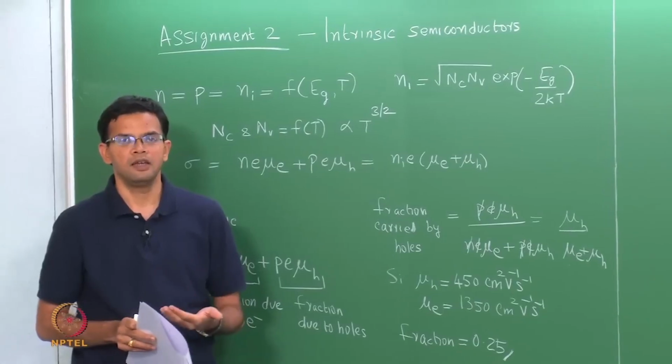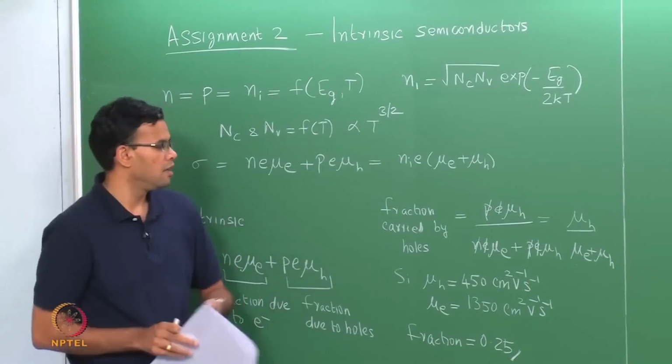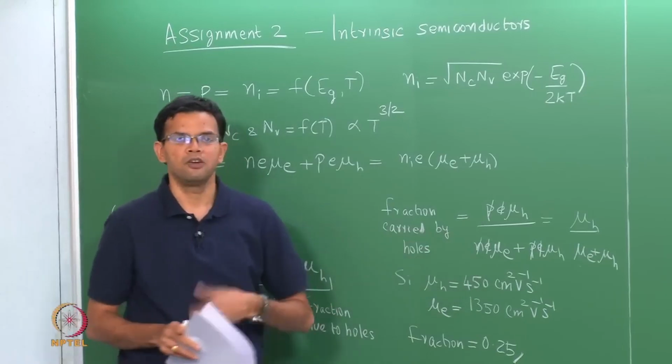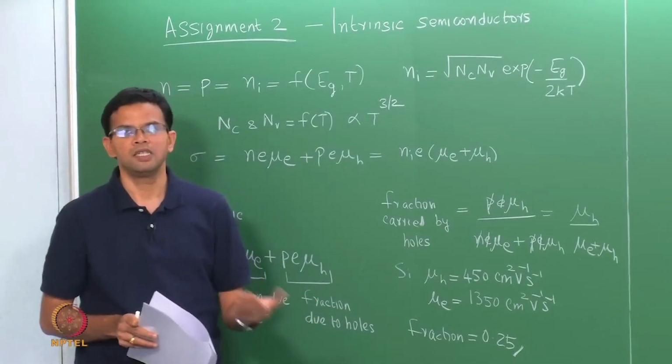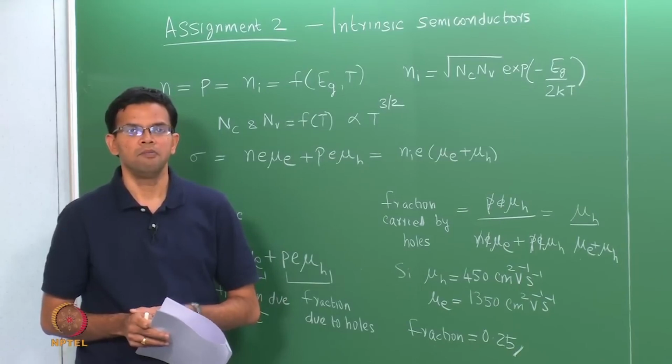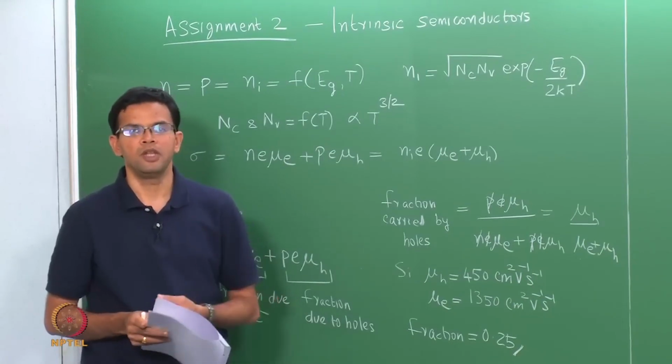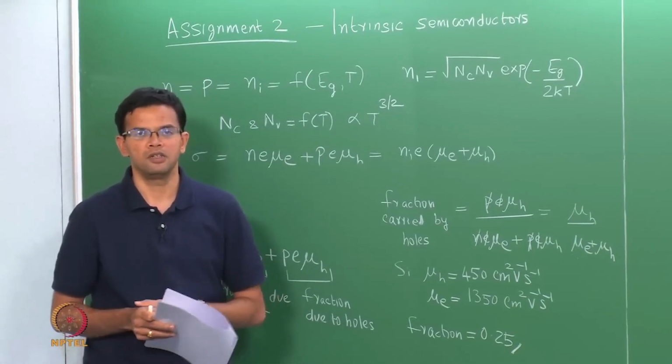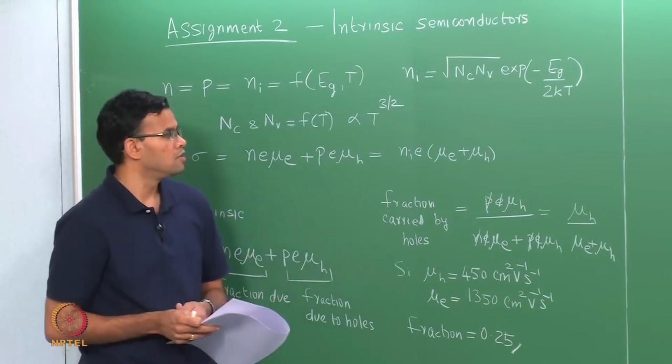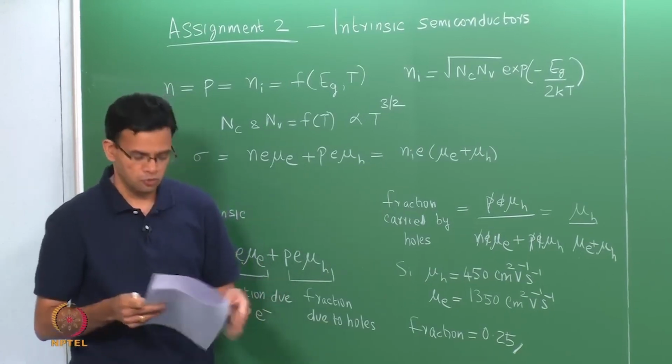Later when we see an extrinsic semiconductor, we will find that N and P are not the same, one is much higher than the other, and then one of the terms dominates because of the difference in concentration. So, let us now move to question 2.